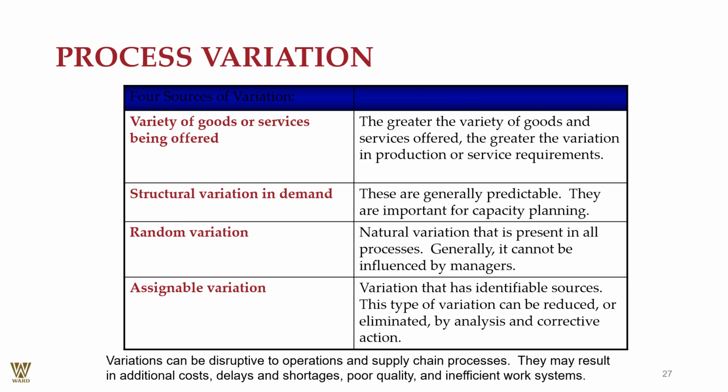Variations, remember, can be disruptive to our operations and supply chain process. They may result in additional costs. They may result in additional delays. They may result in additional shortages, poor quality, inefficient work systems. So we should work towards removing those assignable variations if possible. Random variation probably might not be possible for our managers to remove at all.